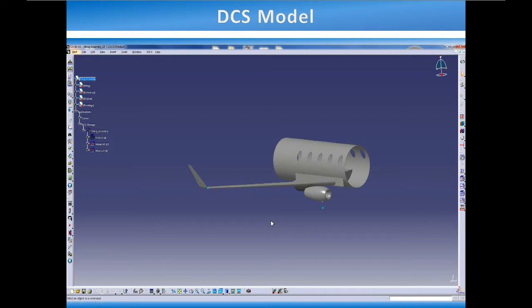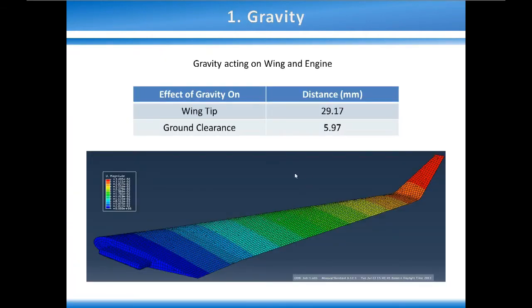Now we will look at a few of the factors that may have an effect on the ground clearance and wingtip displacement. The first factor is the effect of gravity. Here you can see the measurement numbers of around 30 mm and 6 mm on the wingtip and the ground clearance. This tells us the wing displaces around 30 mm due to the weight of the wing and the engine.